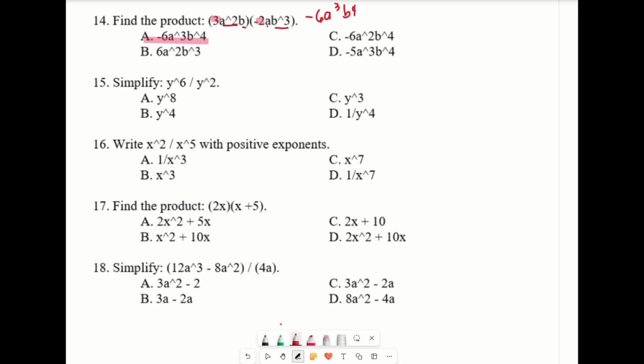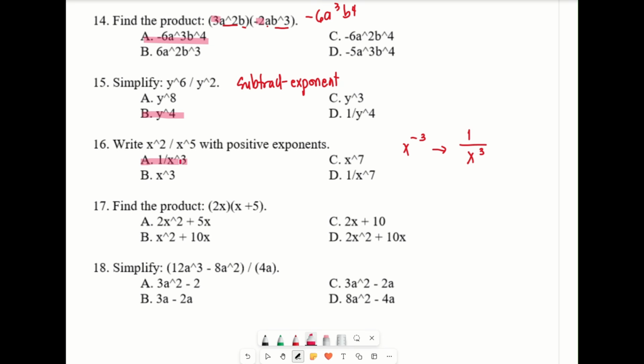15, okay, if we're going to divide, so quotient rule natin is to subtract exponent. Okay, subtract the exponent, we get y to the 6 over y squared, so 6 minus 2, that will be 4, y to the 4th power. Number 16, x squared over x to the 5th with positive exponent. So we got 2 minus 5, that will be x raised to the negative 3. Okay, so to make it positive exponent, just reciprocal, 1 over x cubed.